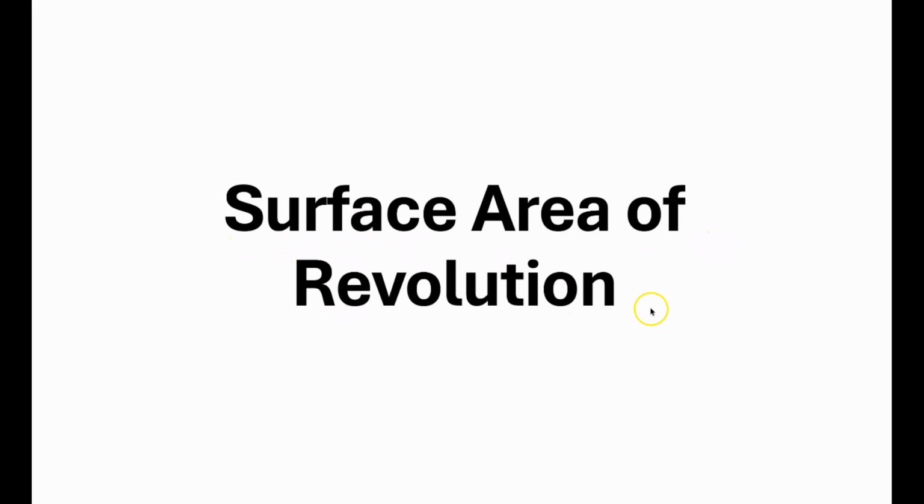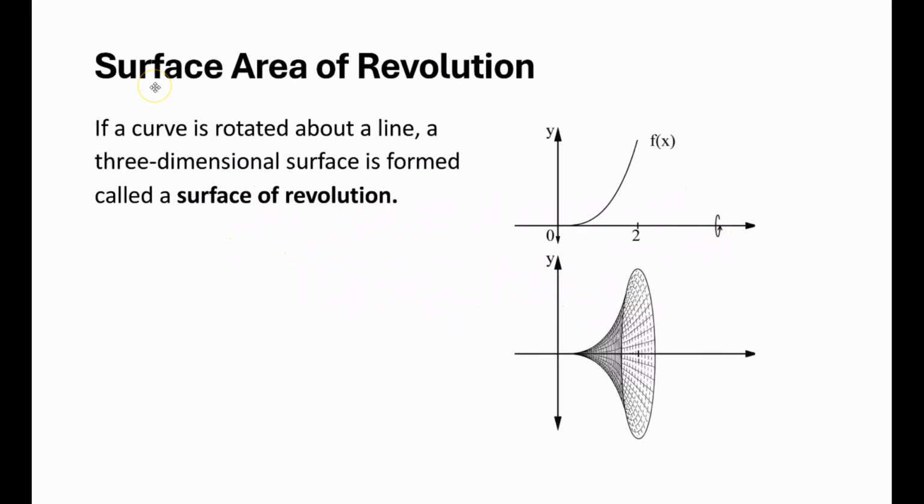Surface area of revolution. Let's start by trying to understand and visualize a surface area of revolution. If a curve is rotated about a line, a three-dimensional surface is formed called a surface of revolution.